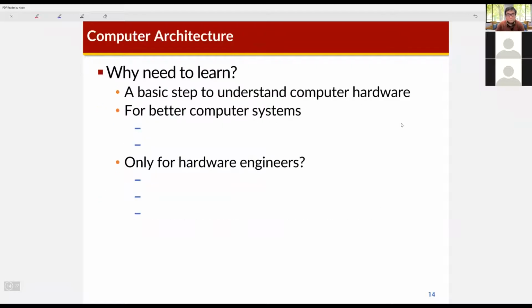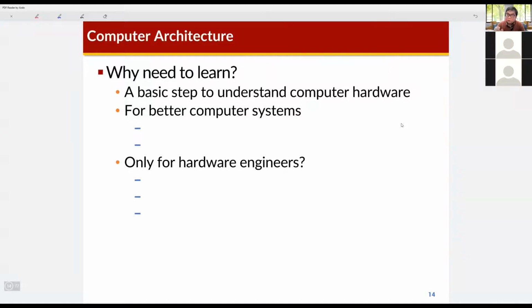So you need to know why we need to learn about computer architecture or computer systems. This is a basic step to understand computer hardware. So why do we need to understand computer hardware? Because it is required for making better computer systems. What are better computer systems? I believe I already explained in the previous class. So what is a better computer system?